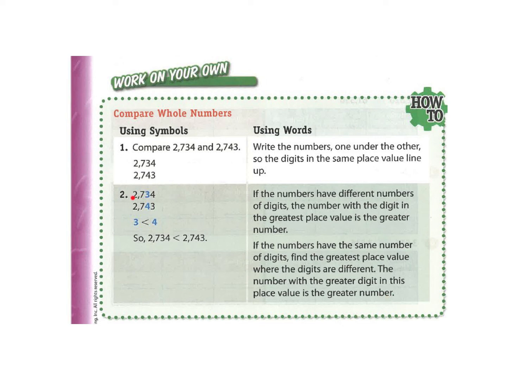So in this case, again, we see 2,000 is the same, 700 is the same, but then the 3 and the 4 are different. Well, 4 is greater than 3, so we would have to say 2,734 is less than 2,743.